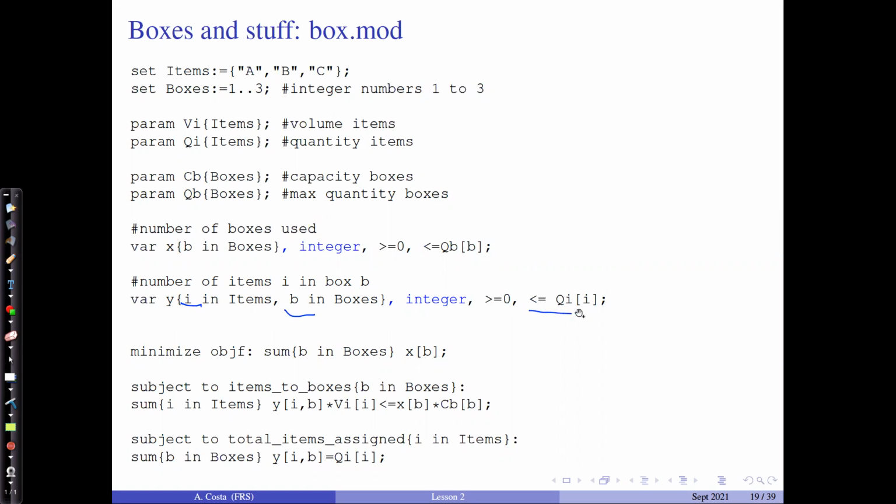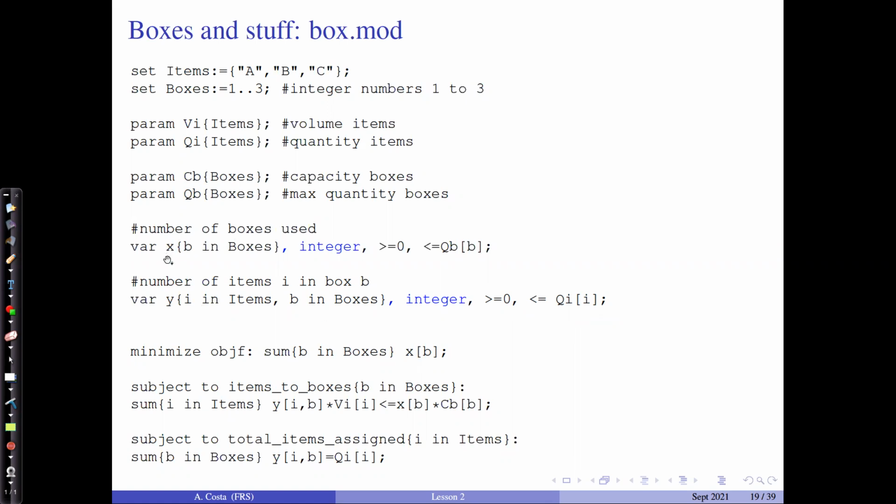And of course, we cannot exceed the maximum number of items. So I can say, look, item A, I put 3 of them in box 1, and then I put 2 of them in box 2, whatever it is. But of course, we cannot put more than Qi of them, because this is the amount we have to put. Okay? Now, if we go to the objective function, what we want to do is minimize the total number of boxes we use.